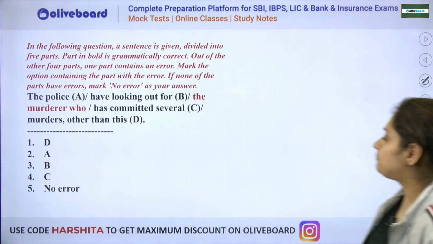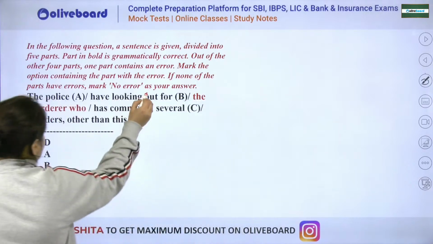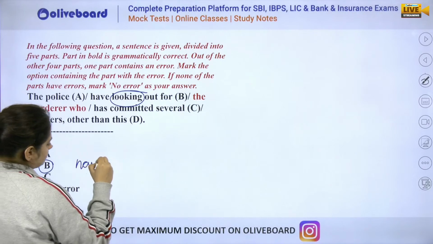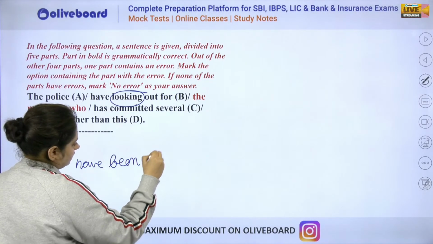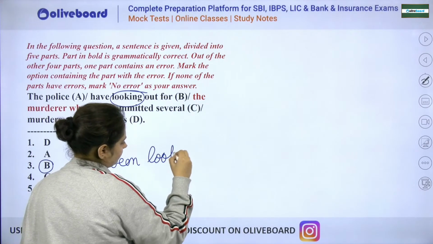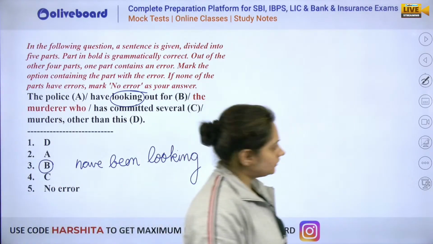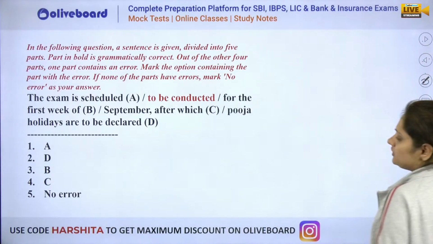Very easy. The police have looking out, no, have been looking out. So part B has the error. The police, when you talk in passive form, perfect continuous tense also. So have been looking in passive. Very basic. Okay, next one.